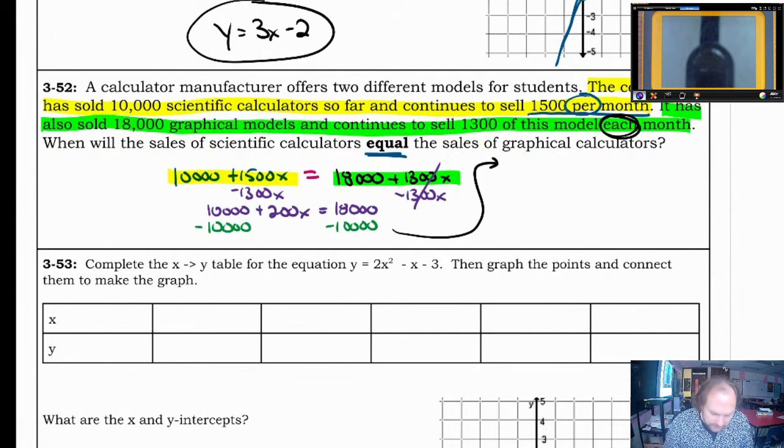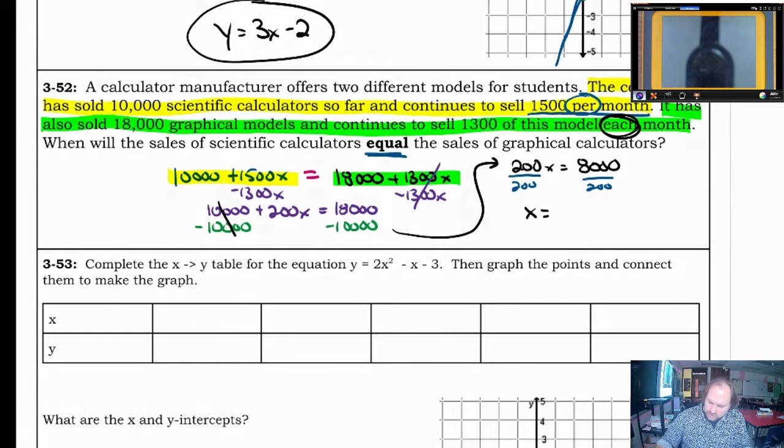So what's going to happen is the 10,000s will cancel out because they subtract to 0, and what you'll have is 200x equals 8,000, which is what will be left over when you do 18,000 minus 10,000. And now all we're going to do is divide by 200 on both sides to get our final solution.